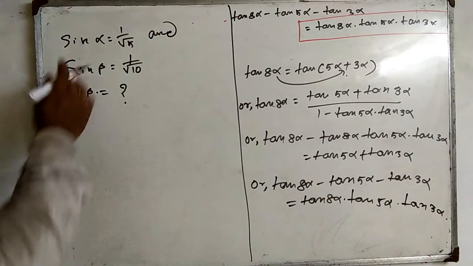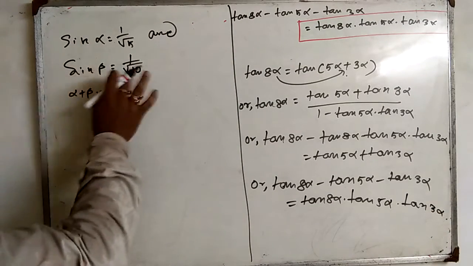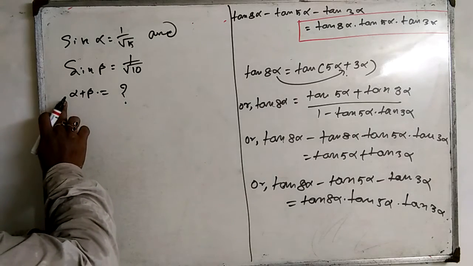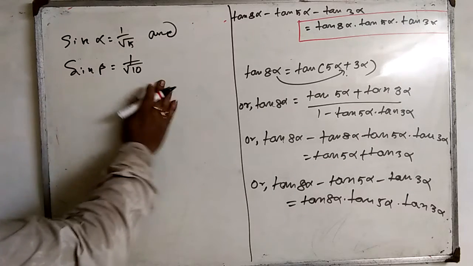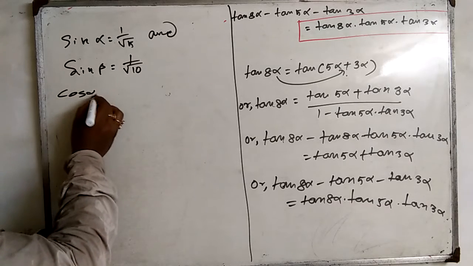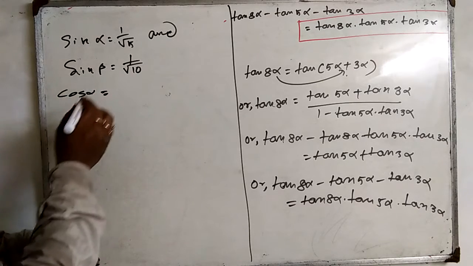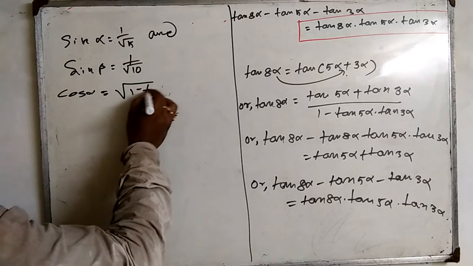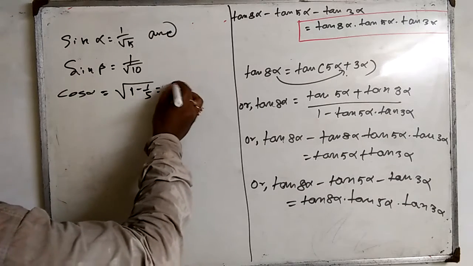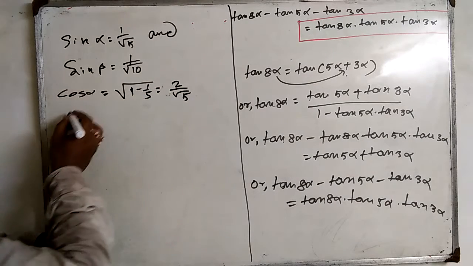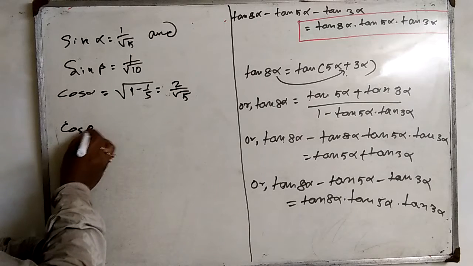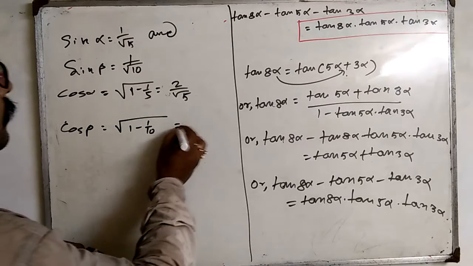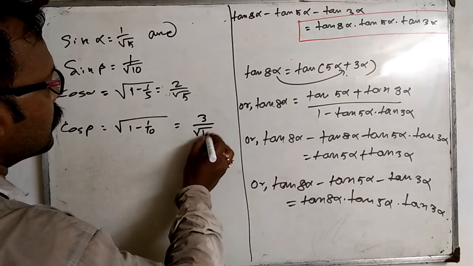Now see the next problem. Sin alpha equals 1 by root 5 and sin beta equals 1 by root 10. Then you have to find out alpha plus beta. Now start the problem. Cos alpha equals root over 1 minus sin square alpha. So root over 1 minus 1 by 5, that is equals 2 by root 5. And cos beta equals root over 1 minus sin square beta, that is equals 3 by root 10.